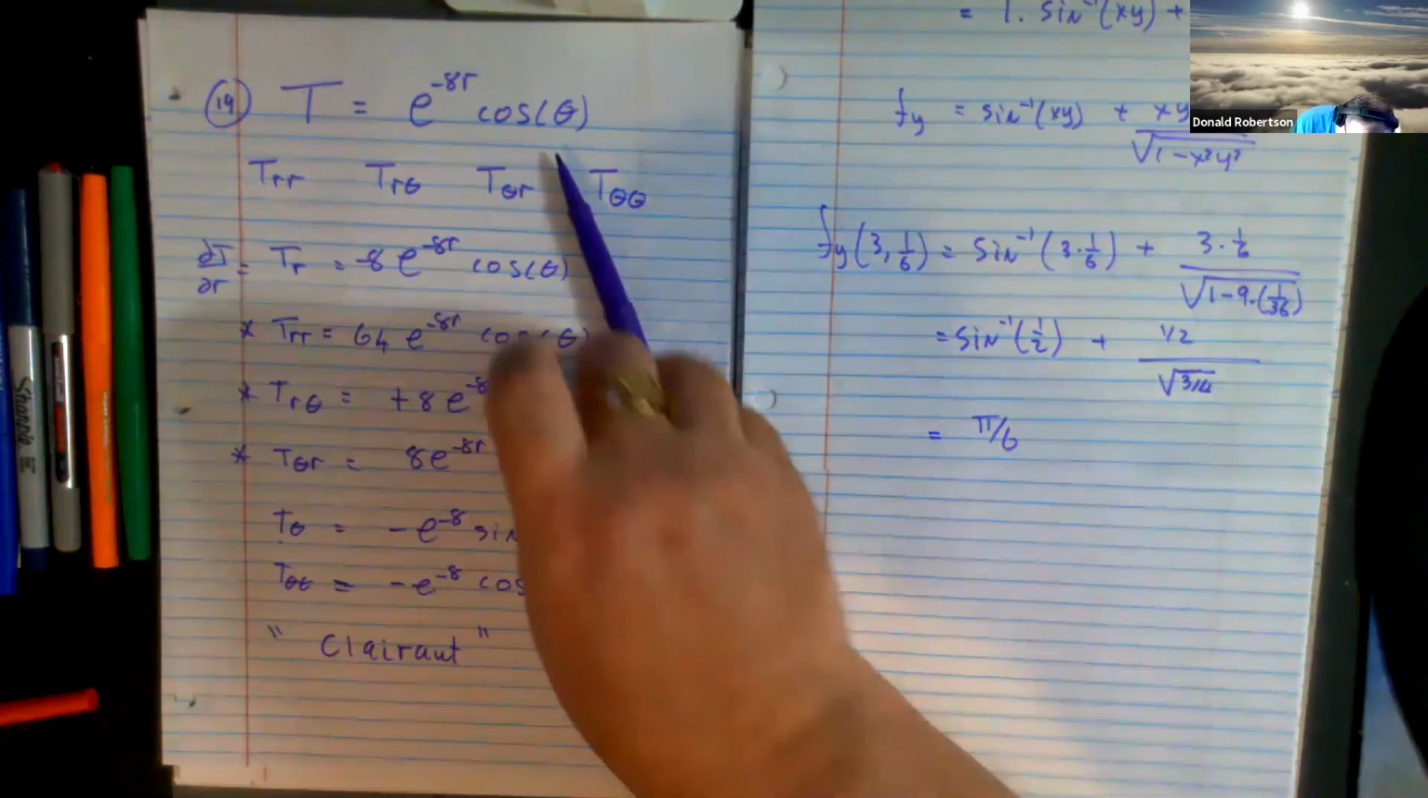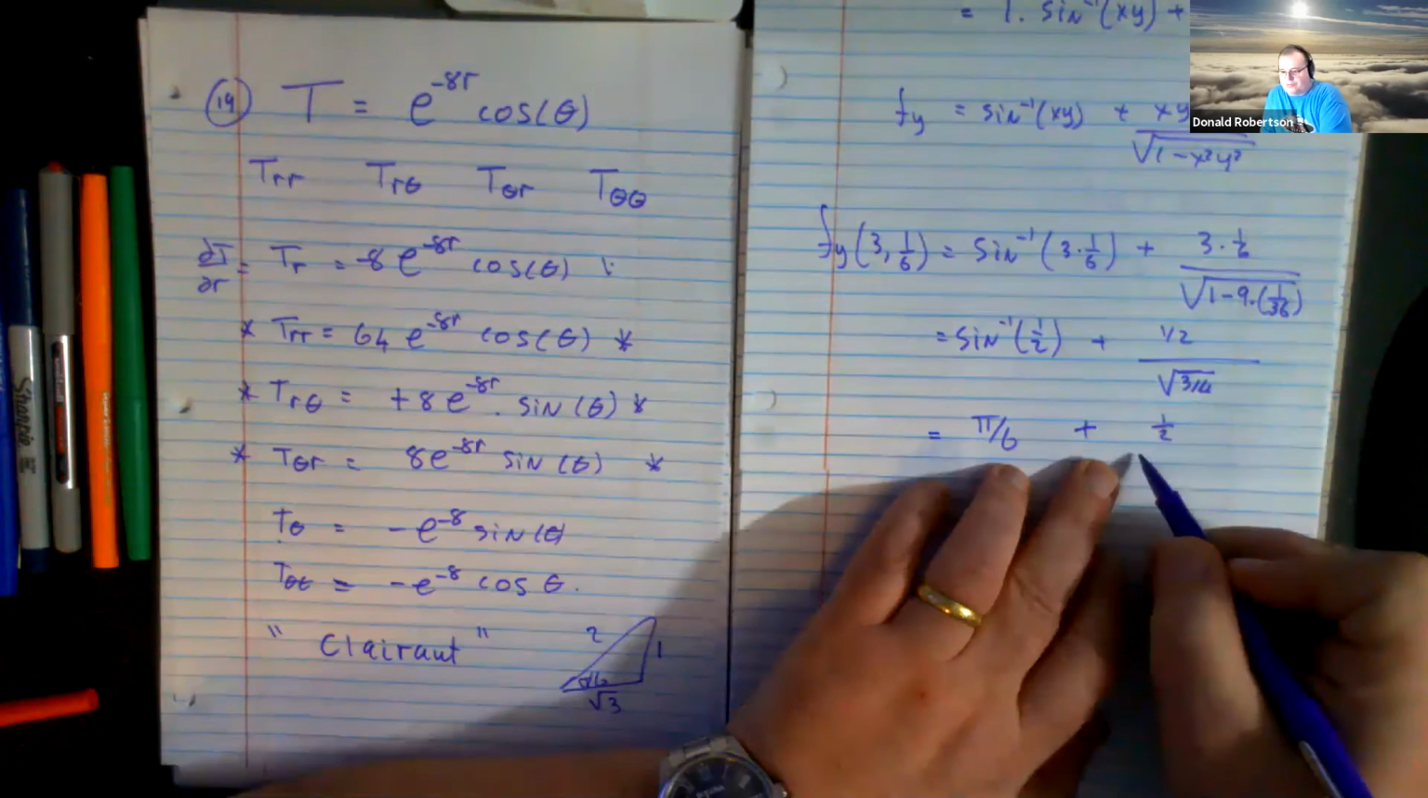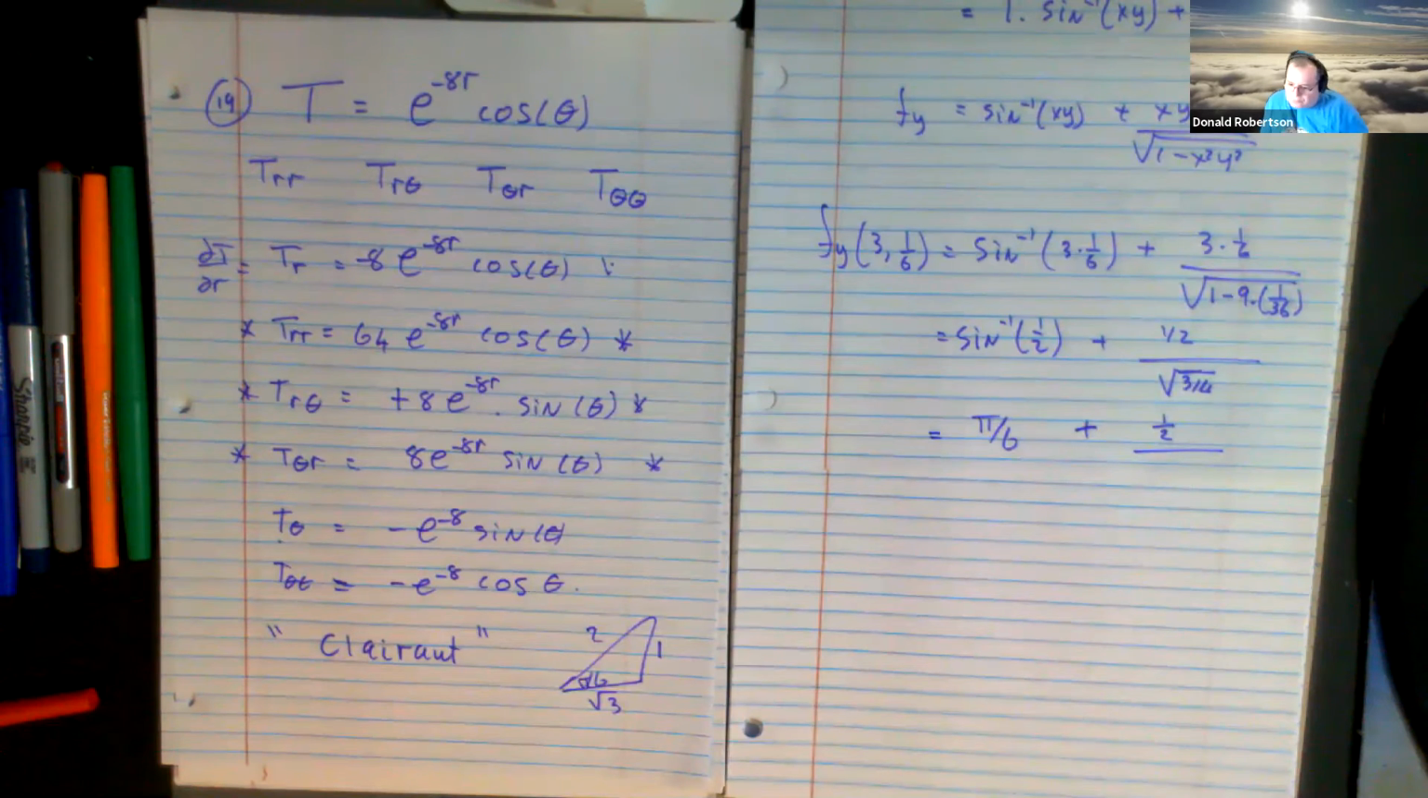Plus 1/2. Okay, square root of 3/4. Can't leave that hanging, right? That's ugly, ugly, ugly. Any suggestions for a way to fix it, a way to write it a little bit differently?